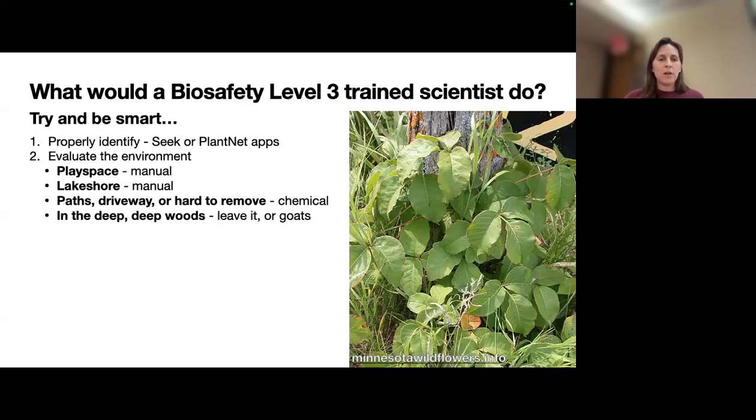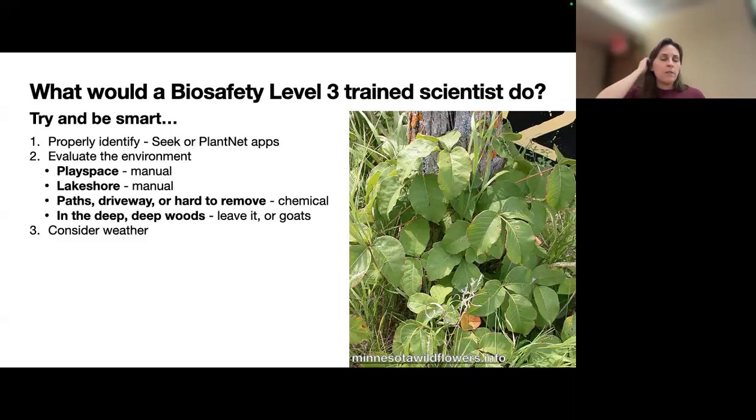And then in the deep, deep woods, I just leave it. I know that it's there. It's going to be there. It's going to remain there. And I just leave it that way so the other critters have something to eat. And for me, that's fine. I know that I'm never going to completely eliminate it on my property and that I will have to remain vigilant in seeking it out and treating it when I do see it. But in the deep, deep woods, I just leave it. And the other option then too would be like hiring on those goats.